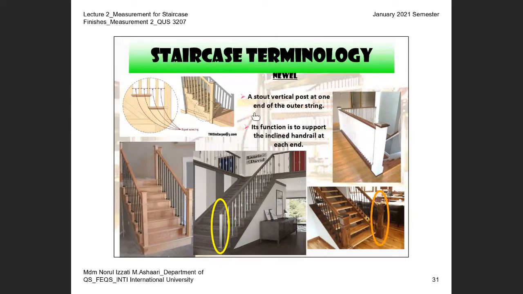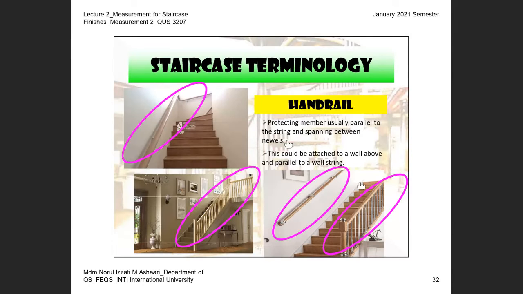It is a vertical post at the end and at the entrance of the string, or at the end or entrance of the staircase itself, to support the inclined handrail at each end. At each end means at each entrance, either here or the last part. So that is the newel post that you have to measure separately as well. We have to check the material as well.